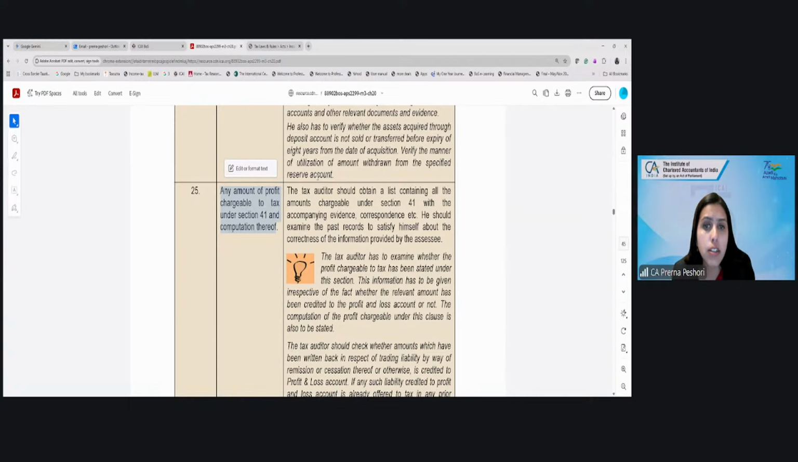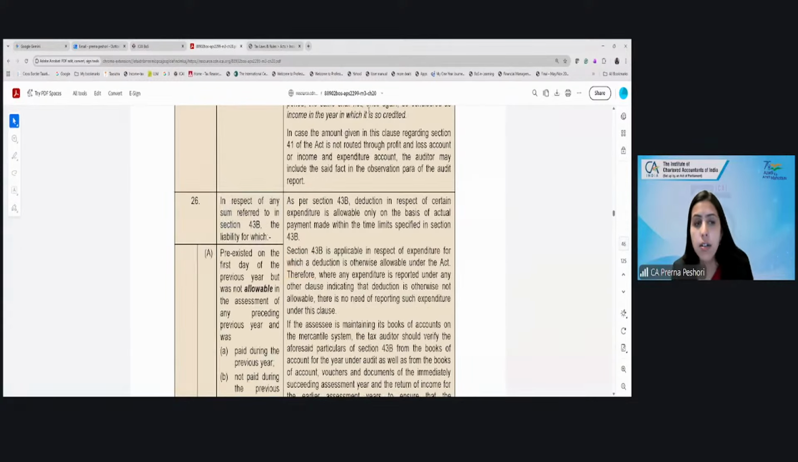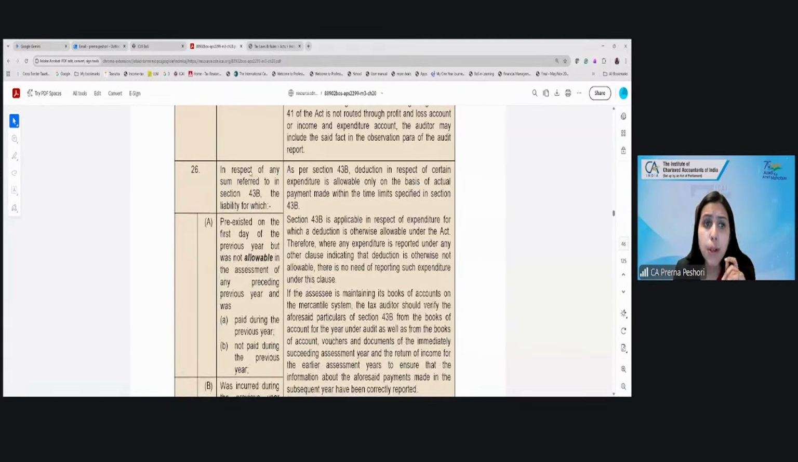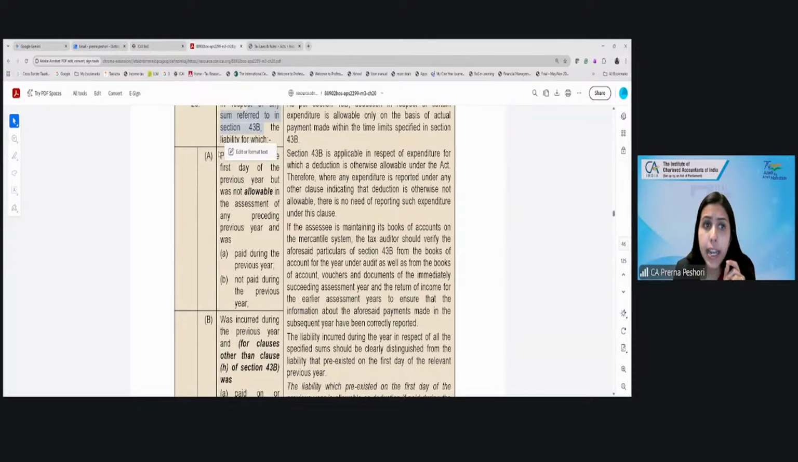Okay, next clause is 26, which is talking about in respect of section 43B. Sums referred to in 43B, the liability for which pre-existed on the first day of the previous year but was not allowable in the assessment of any preceding previous year and was paid during the previous year or not paid during the previous year. What is this?